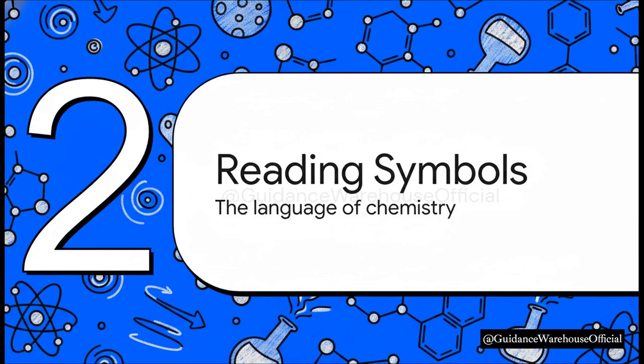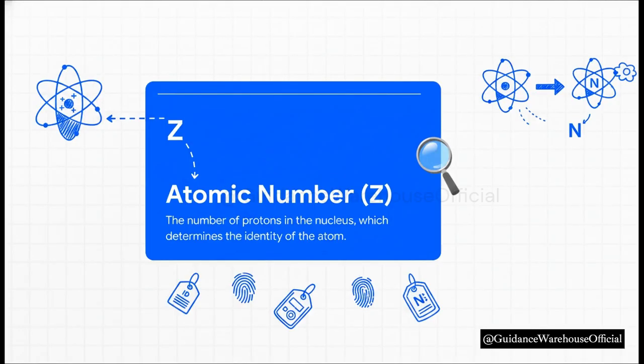Moving right along to Section 2, reading chemical symbols. Now that we've got the physical parts down, how do we actually write this stuff down in the universal language of chemistry? It all kicks off with the atomic number, which we represent with the letter Z. This is simply the number of protons in the nucleus.